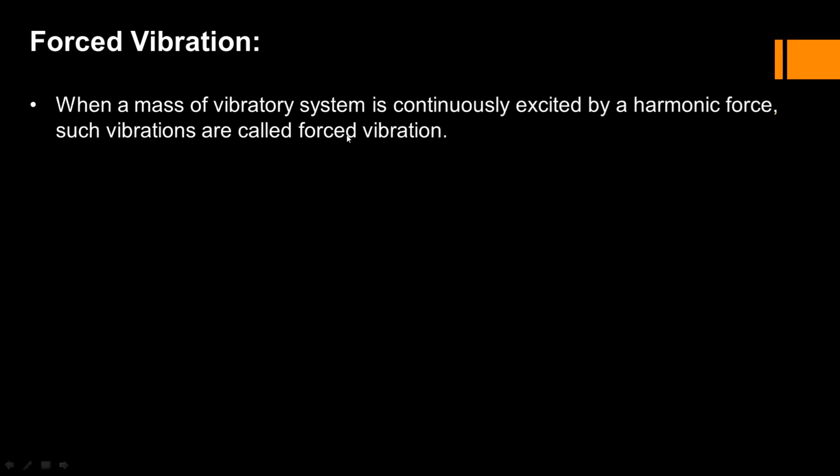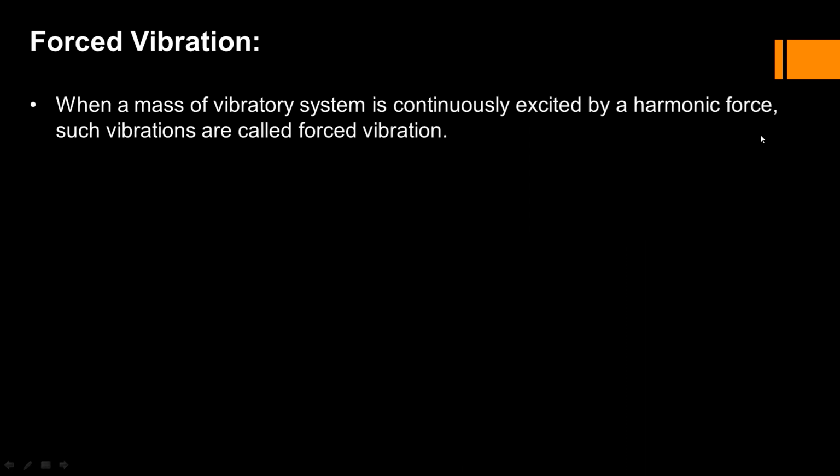So what is the meaning of forced vibration? When the mass of a vibratory system is continuously excited by a harmonic force, such vibration is called forced vibration. Continuous excitation means we provide a continuous force to the mass, and under this force the mass will vibrate continuously. Such oscillations are called forced oscillation or forced vibration. Harmonic force means the direction of the force is continuously changing with respect to time.